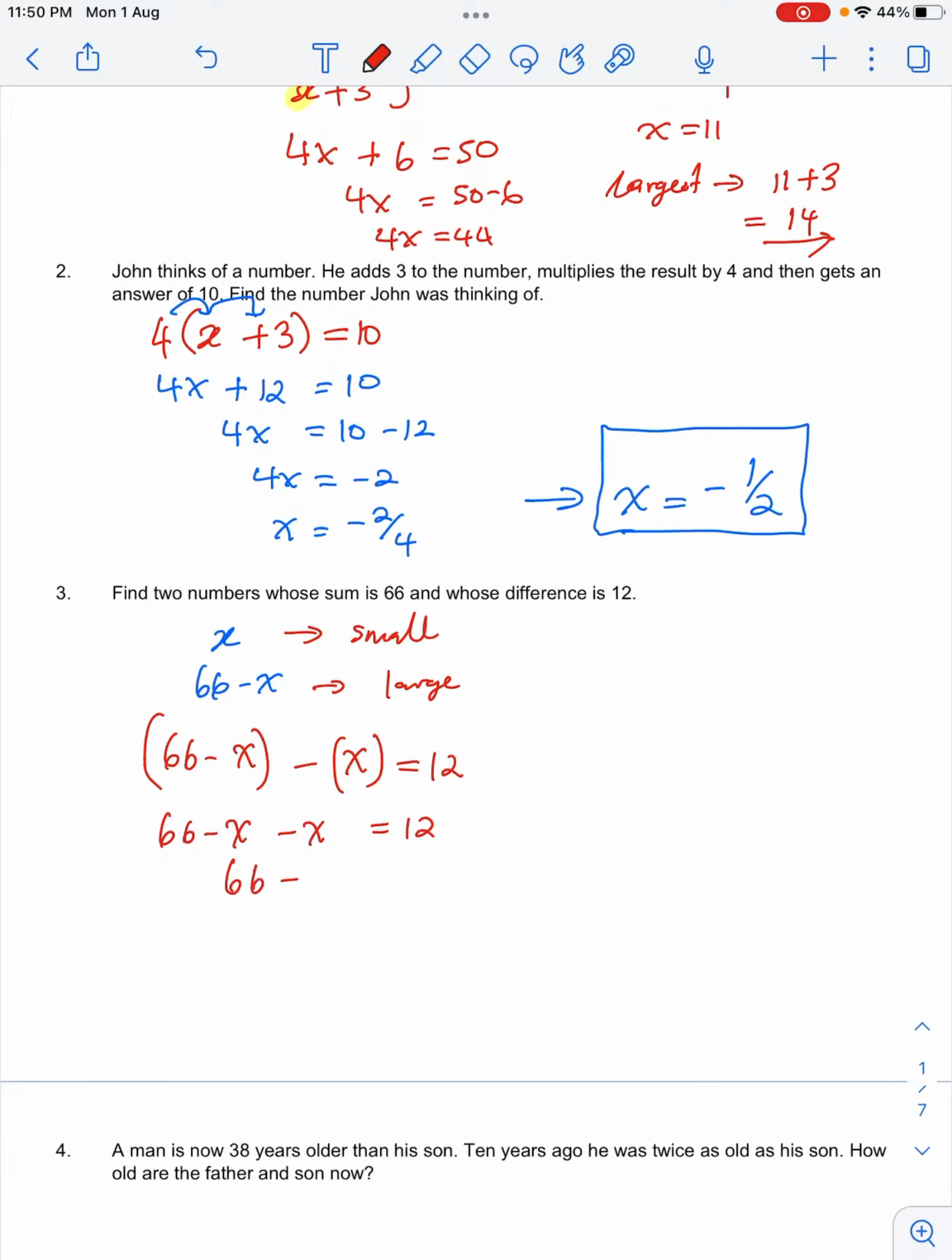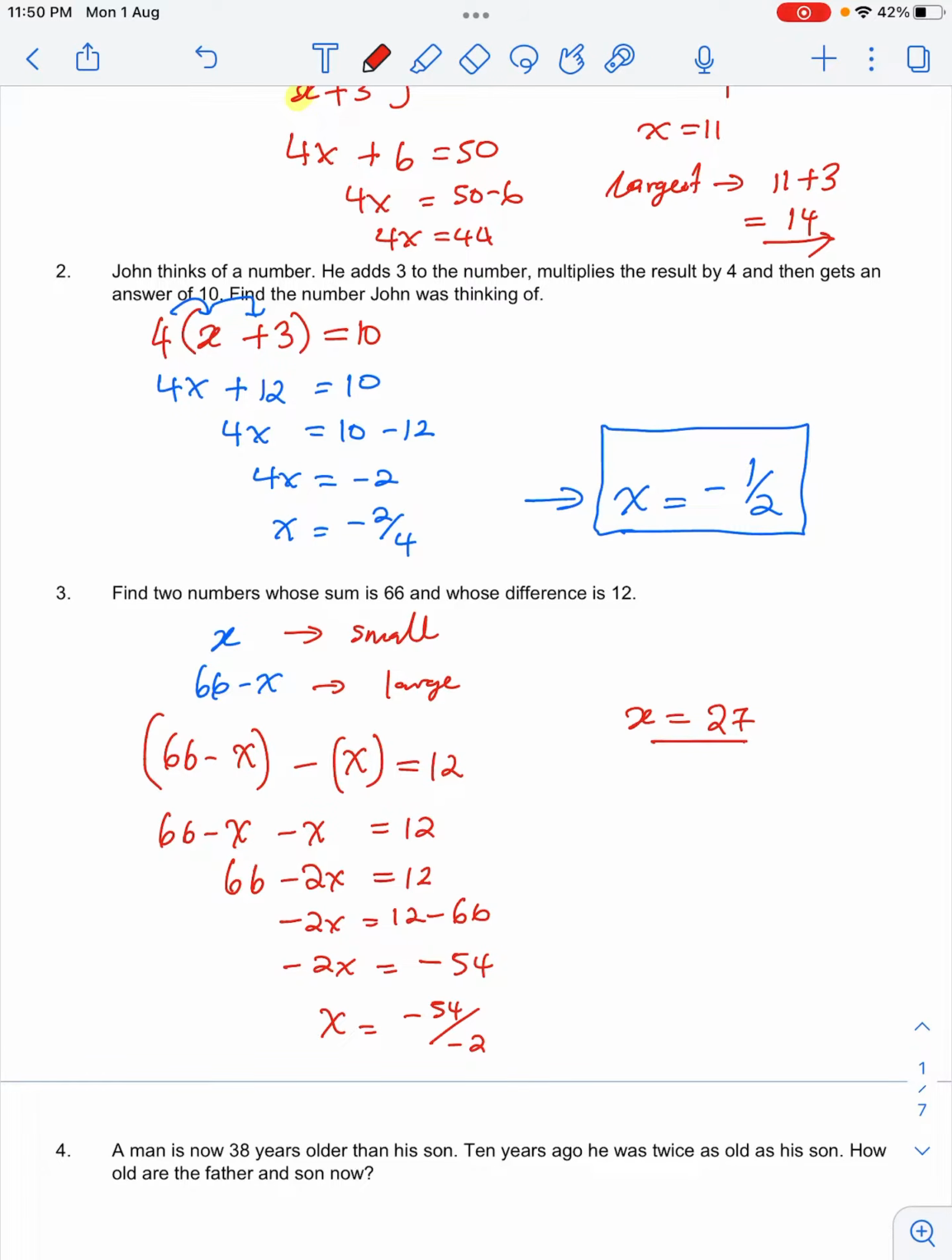So we can remove these brackets in order for us to find what the value of x is. All right, so this is going to be minus 2x equals 12, take away 66. And minus 2x, if you now use your calculator and you say 12 take away 66, you get negative 54 as an answer. And those negatives cancel, so the value of x would be negative 54 divided by negative 2. Therefore, x equals 27.